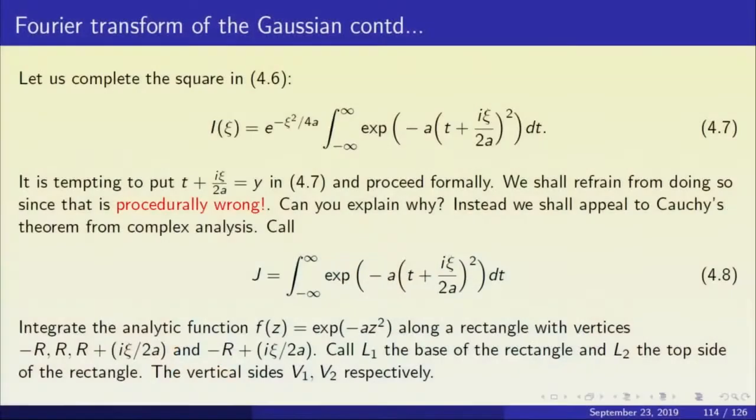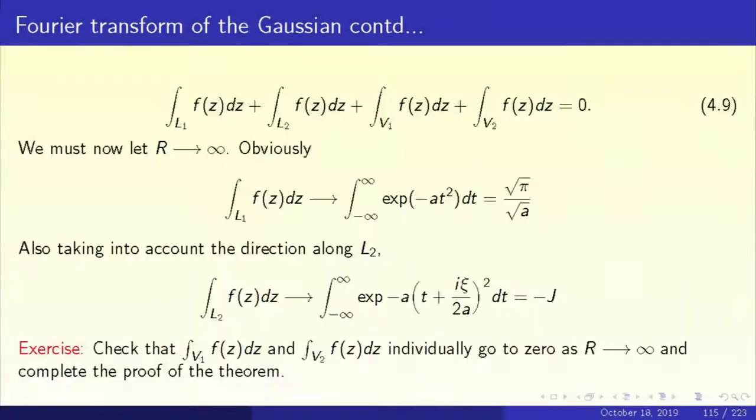So this is a rectangle with vertices minus R, R, R plus i chi by 2a and minus R plus i chi by 2a. Call L1 the base of the rectangle and L2 the top side of the rectangle. The vertical sides are V1 and V2. What does Cauchy's theorem say? According to Cauchy's theorem, integral f(z) dz along L1 plus integral f(z) dz along L2 plus integral f(z) dz along V1 plus integral f(z) dz along V2 is 0. Now we must allow the R to go to infinity and see what happens.